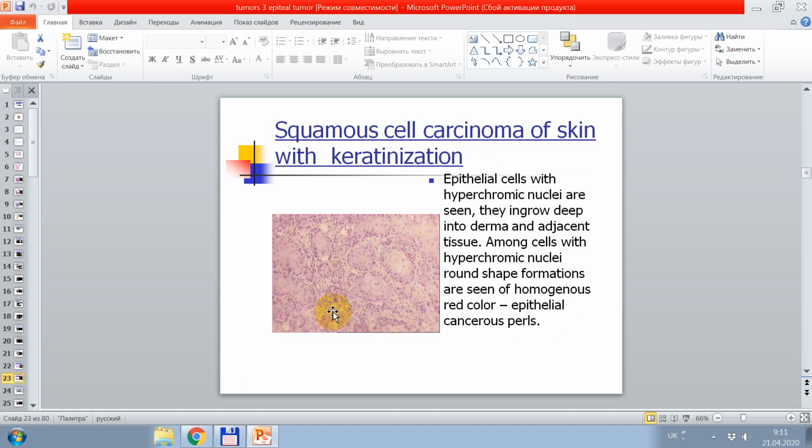This histological picture demonstrates squamous cell carcinoma of skin with keratinization. Epithelial cells with hyperchromic nuclei are seen. They ingrow deep into derma and adjacent tissue. Among cells with hyperchromic nuclei, round-shaped formations of homogeneous red color are seen: epithelial cancer, cancerous pearls.